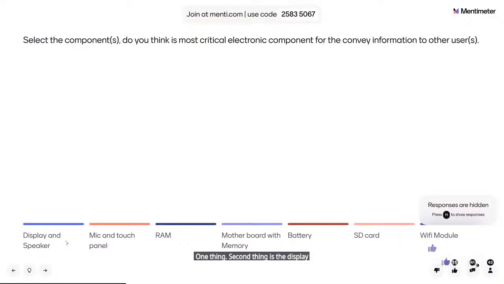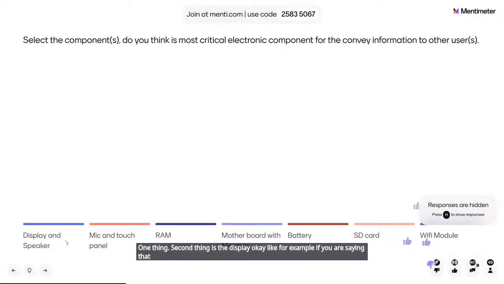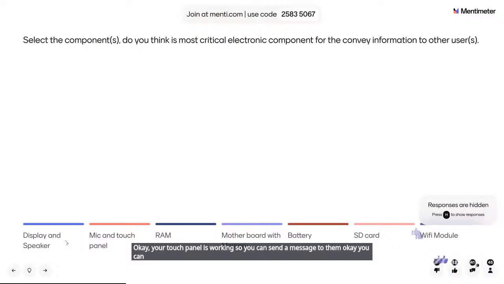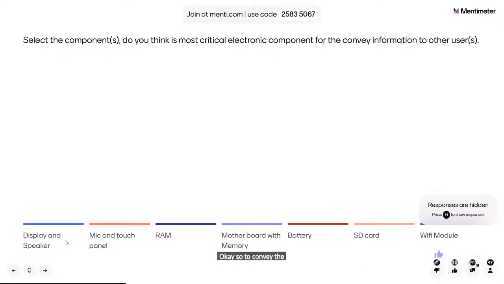The second thing is the display. For example, if your display is not working properly and you can't see anything on it, but your touch panel is working, you can still send a message to them. You can't see clearly what you are sending, but you send the message through the touch panel. So to convey information, mic and touch panel are important.